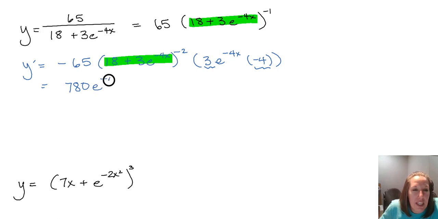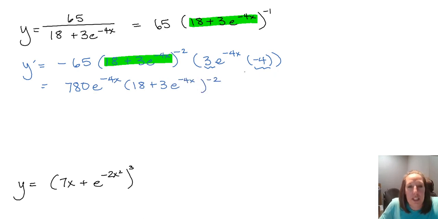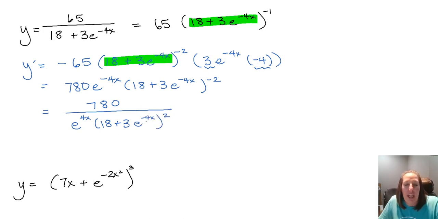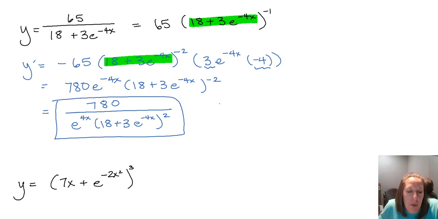We still have that e to the negative 4x, and 18 plus 3e to the negative 4x quantity raised to the negative 2. Now, negatives in the exponents, it technically is more simple to go ahead and put those in the denominator. So we'll get 780 over e to the 4x times 18 plus 3e to the negative 4x quantity squared. That negative in the exponent we technically would need to do something with, but we're going to go ahead and leave it in that form. That way we've gotten rid of most of our negatives in the exponents.